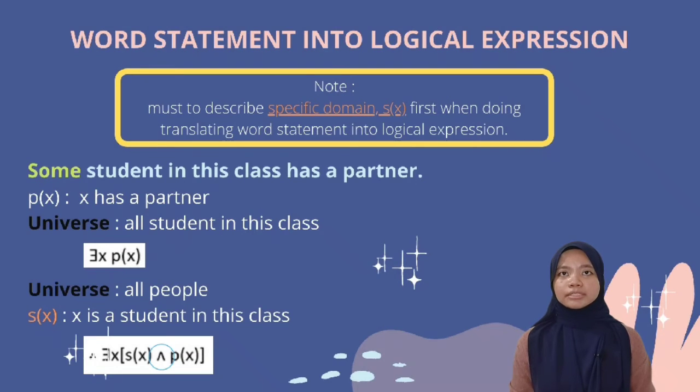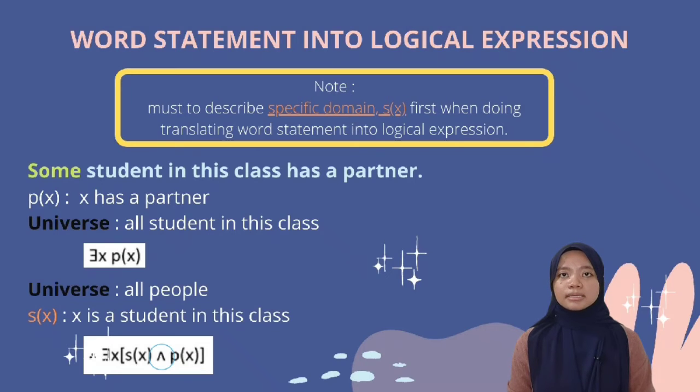In this part, I will explain about translating a word statement into a logical expression. Before that, we must take note that we have to describe the specific domain first when translating a word statement into a logical expression. Here is the example for existential quantifiers. Some student in this class has a partner. First step, we have to determine which P(x). P(x) is x has a partner. Second step, determine the universe. The universe is all students in this class. And then, write the simple notation of the statement as there exists x P(x).